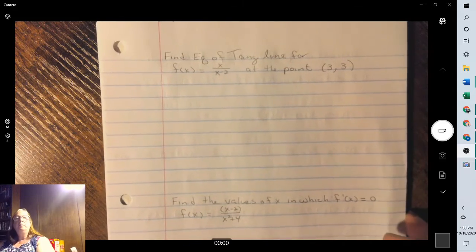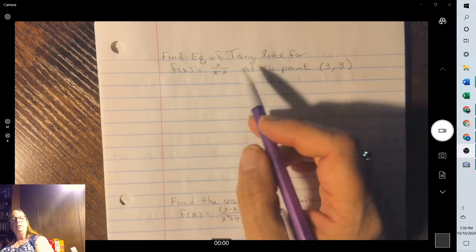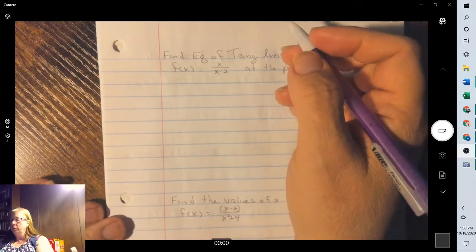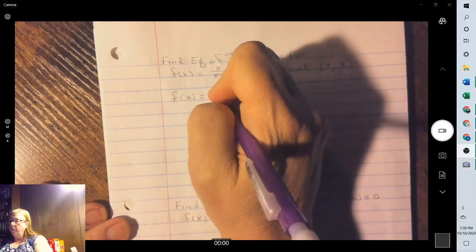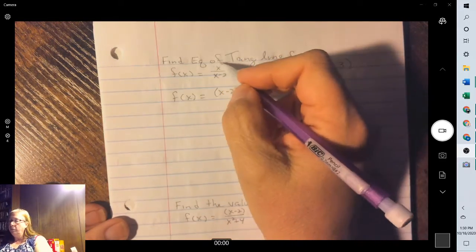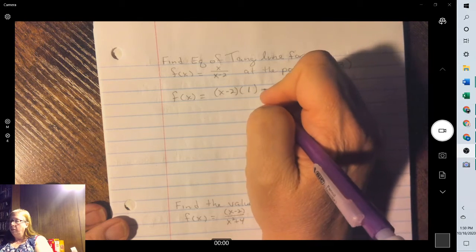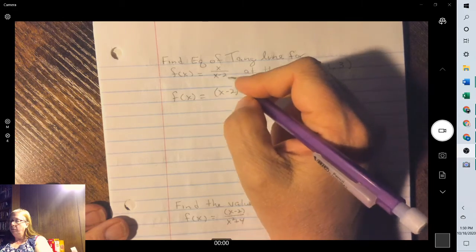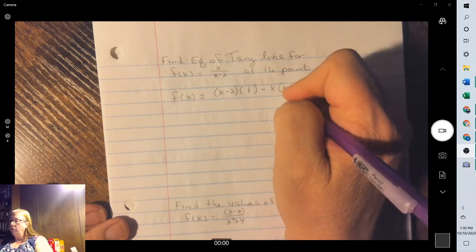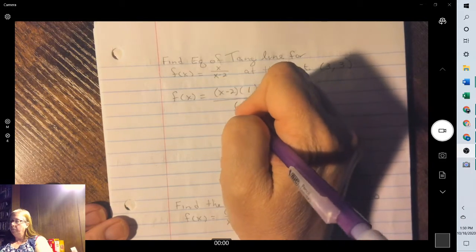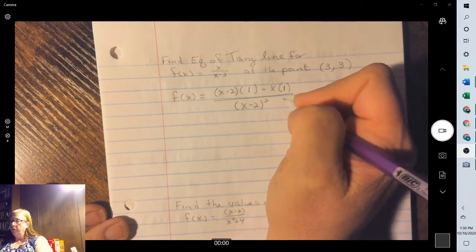Let's try another one. Find the equation of the tangent line. Now this one uses the quotient rule. So it's the bottom times the derivative of the top, and the derivative of x is just 1, minus the top times the derivative of the bottom. The derivative of x minus 2 is also just 1, all over the bottom squared.